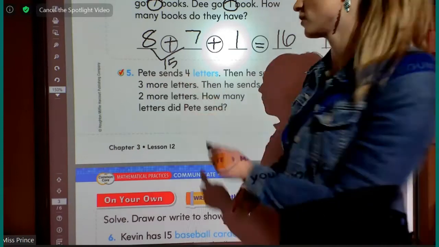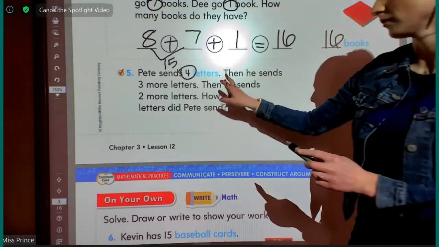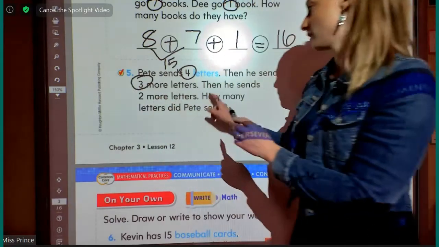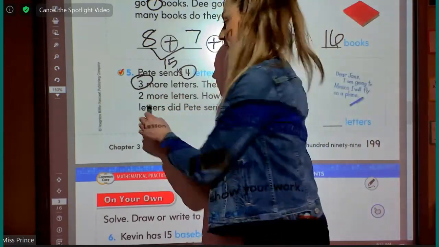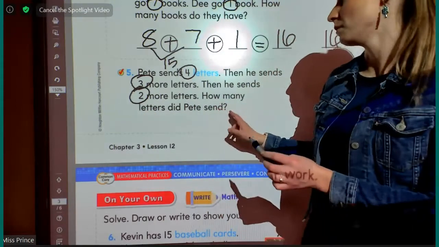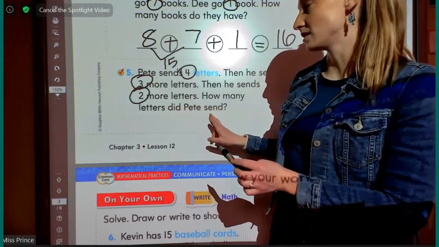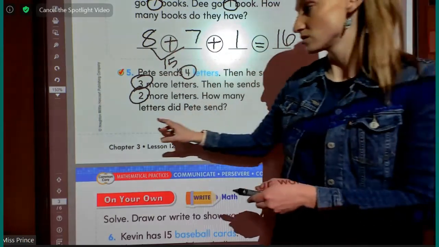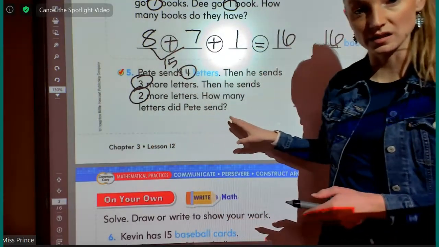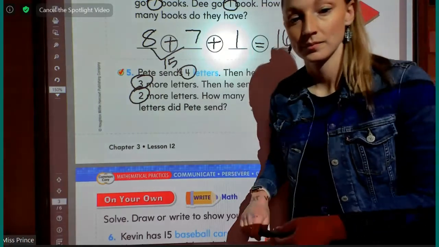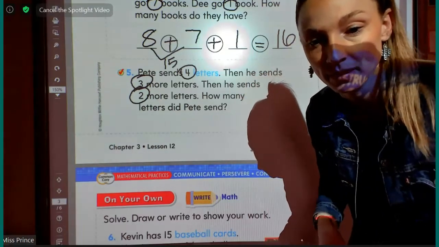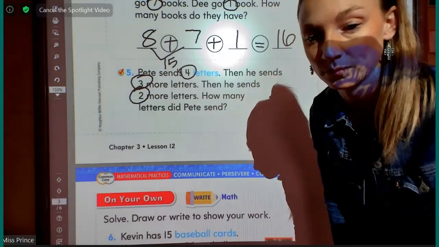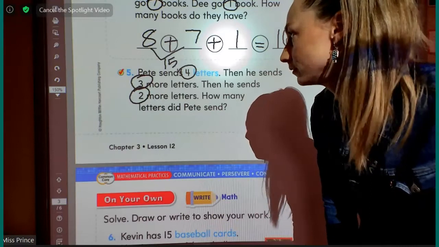Pete sends 4 letters. Then he sends 3 more letters. Then he sends 2 more letters. How many letters did Pete send? We don't have these lines and circles here to help us, so we have to write it all out nice and neat, okay, Alakai? What is going to be my first number that I write? What's that first number I circled?